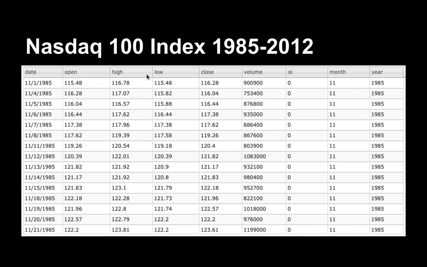It has about 9 columns, and it's the entries, the index during various days. So you can see November 1st, 1985, and then open, high, low, close, volume. Just ignore the OI field.